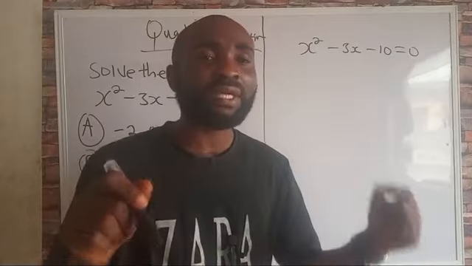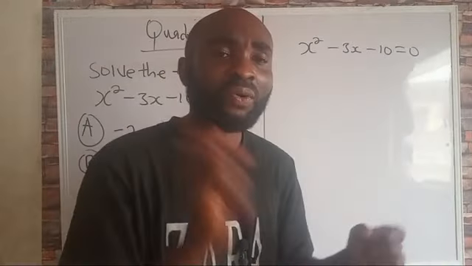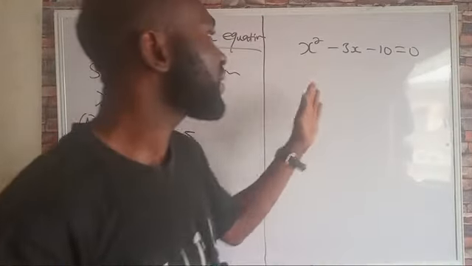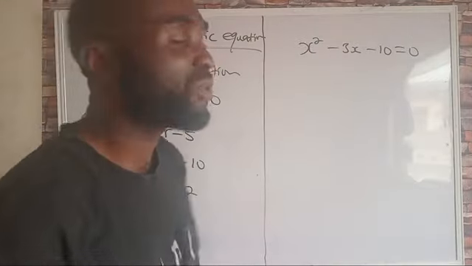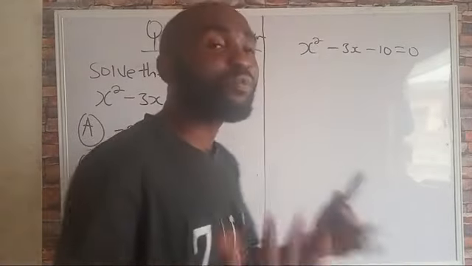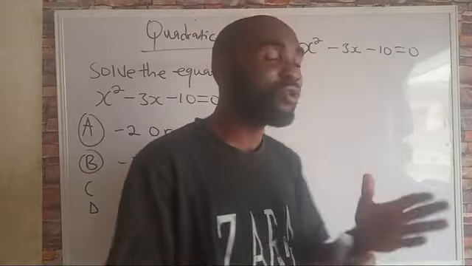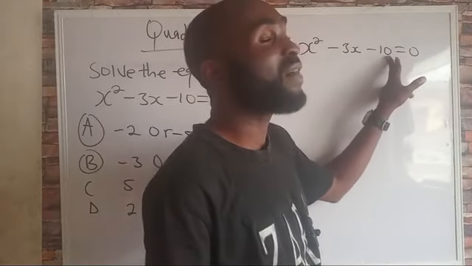So once you notice that this question is not factorizable, just use the formula method in order not to be confused. So let's see if we can factorize this question. If we can't, we'll now use the formula, or I think we can factorize. Think of two possible numbers that when you add, you are going to have minus 3, and when you multiply, you're going to have minus 10.